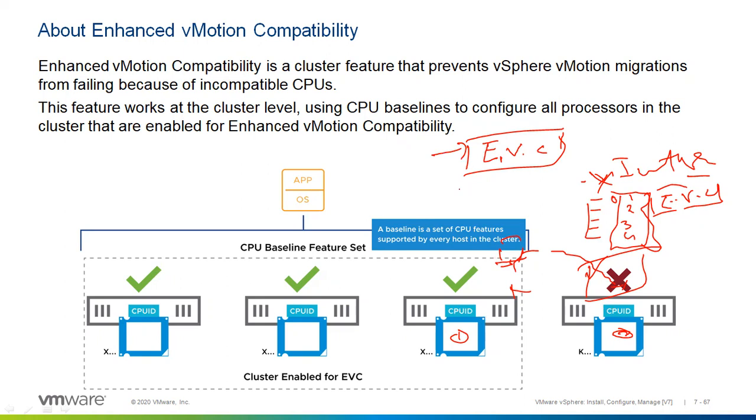All right. And also this EVC can be enabled per VM level too. Like we don't want all the VMs to migrate across the CPU family, so we can enable Enhanced vMotion Compatibility per VM as well. All right, are we clear?